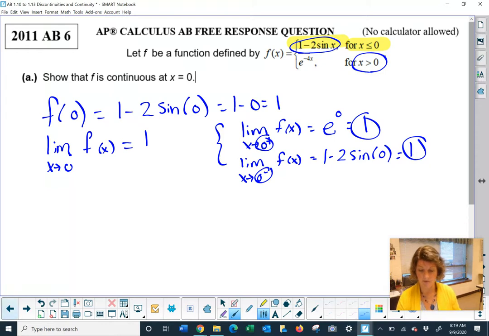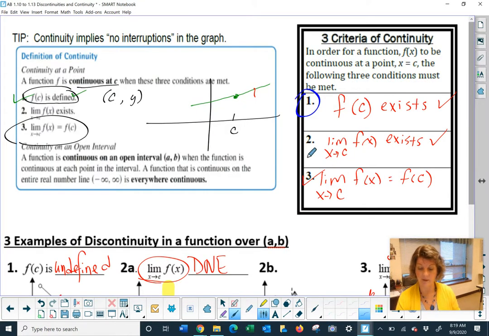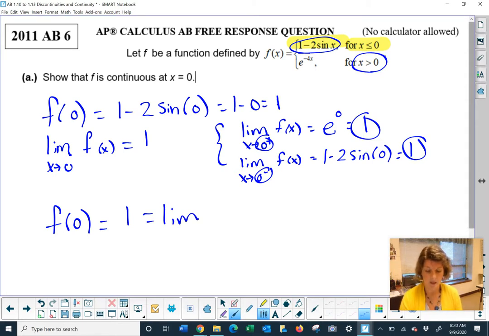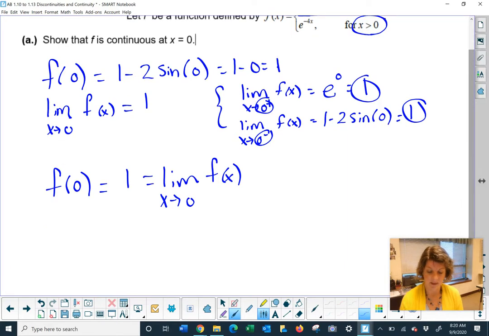We now have 2 parts. We've met criteria 1. We've met criteria 2. Now, put it all together. Does 3 happen? Is the limit equal to the point's value? Yes, it is, isn't it? Because we got 1 equals 1. So I can say that f of 0 equals 1, which is equal to the limit. I'm just going to make a 3-way equality statement here, because it gives a little more information. So that is showing it is continuous.